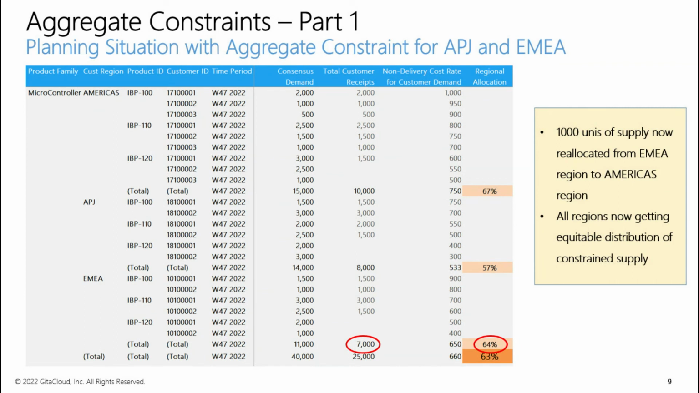Optimizer reallocates 1,000 units of supply from EMEA region to Americas region. This is in response to the maximum receipt constraint of 7,000 for EMEA region. The regional share is now much more balanced across regions, and in sync with the overall supply constraint of 63%. Global Allocation Manager is okay with this and decides to publish this plan for finance and executive review.